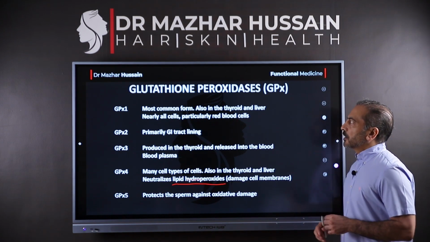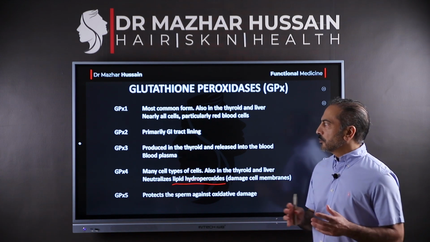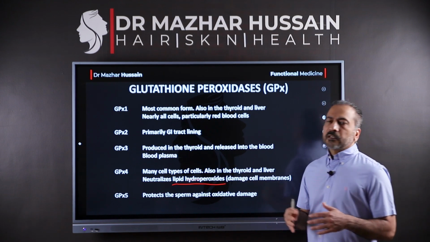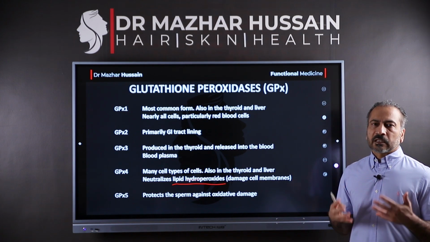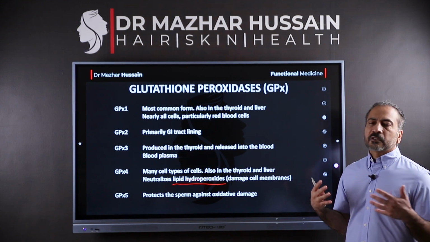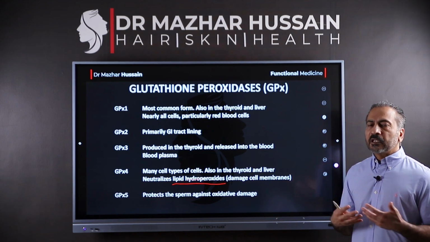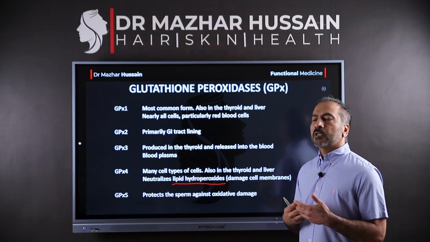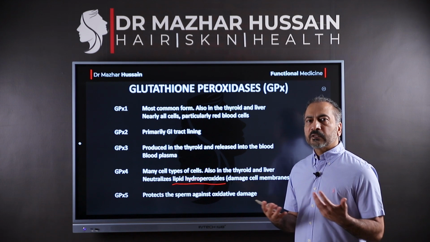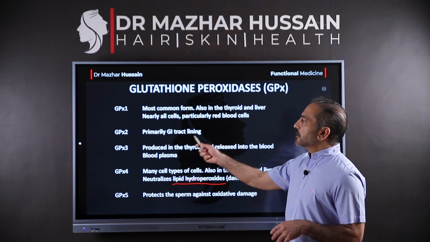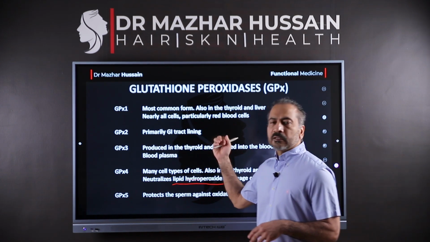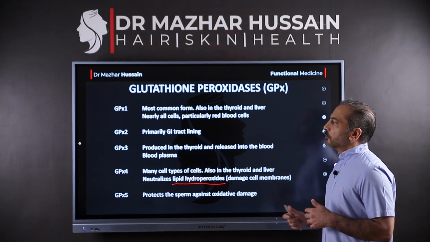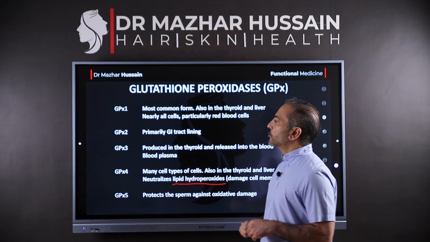GPX2 glutathione peroxidase is found in the lining of the GI tract. The GI tract is constantly exposed to oxidative stress, simply because in whatever we eat or drink, we take in a lot of toxins and a lot of inflammatory substances. We have bacteria, we have viruses, we have yeast, and constantly there is oxidative stress that the GI tract has to deal with. So having a healthy GI tract is super important for us.